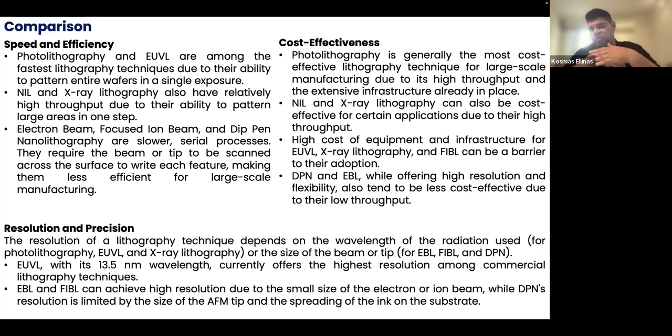And if we go to cost effectiveness, of course, photolithography and nano-imprint lithography, if we speak about big numbers using the same stamp, are really cheap methods. And of course, as I said before, the resolution and the precision depend on the wavelength we have. So extreme ultraviolet lithography and E-beam lithography have the best performance in terms of resolution and precision.